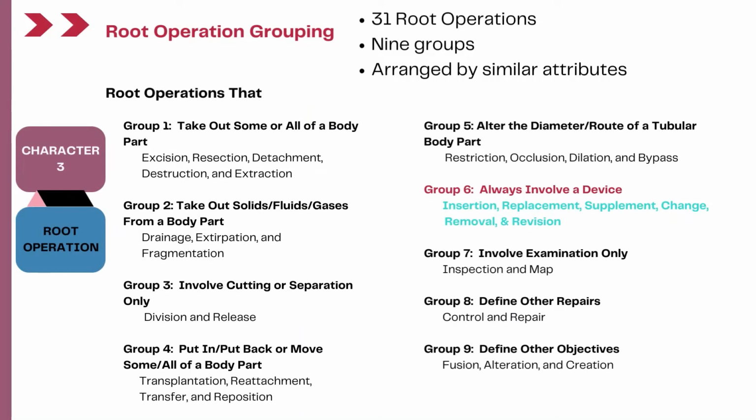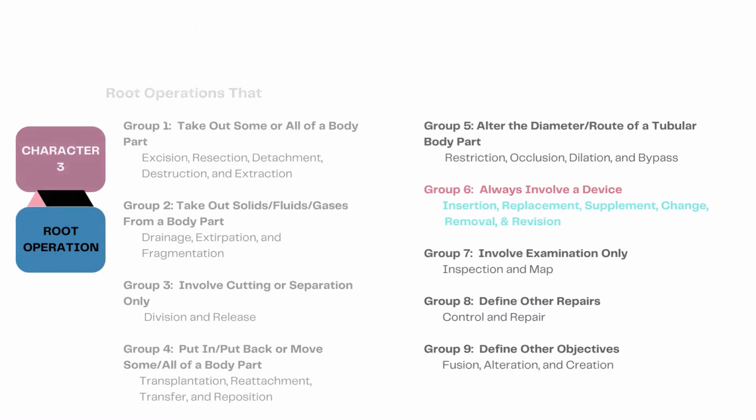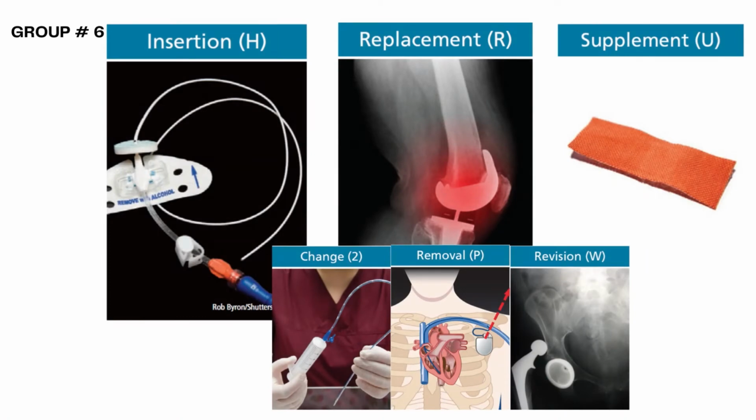There are a total of 31 root operations in the medical and surgical section alone, and these root operations are divided into 9 groups based on similar kinds of procedures placed in a group together. Today, we are looking at the sixth group, which talks about root operations that always involve a device. There are 6 root operations in this group: insertion, replacement, supplement, change, removal, and revision. We already spoke about the root operation insertion in our last video.